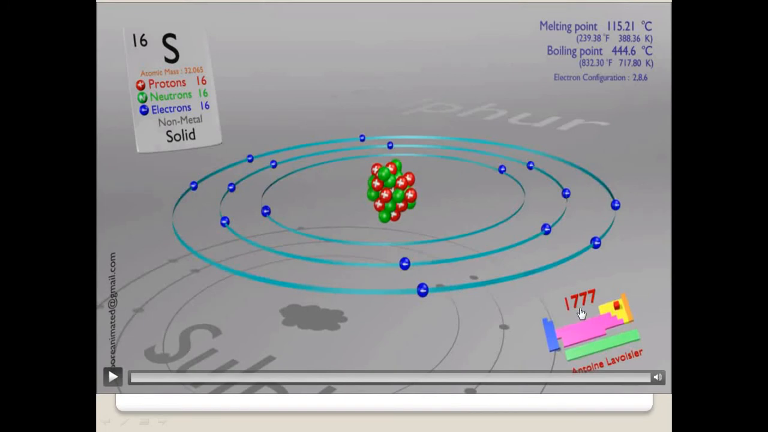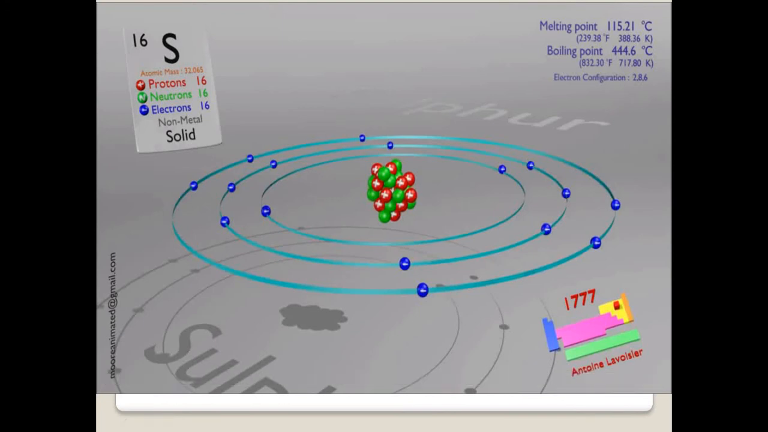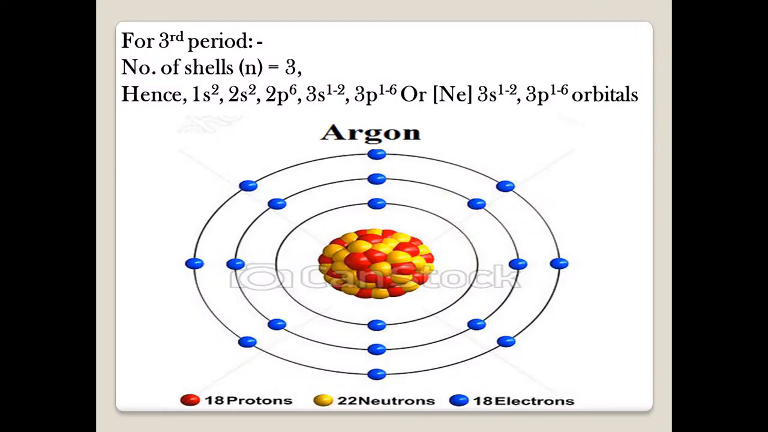It was discovered in 1877 by Antoine Lavoisier, the father of chemistry, who discovered this. Let's see another element of the third period, that is argon, which has 18 protons, 22 neutrons and 18 electrons. It has 3 shells: 1s2 in the first shell, 2s2 2p6 in the second shell, and 3s2 and 3p6 in the third shell, which again has 8 electrons.